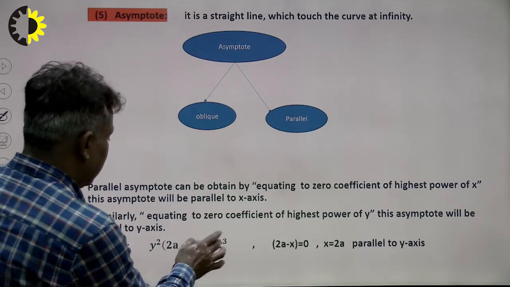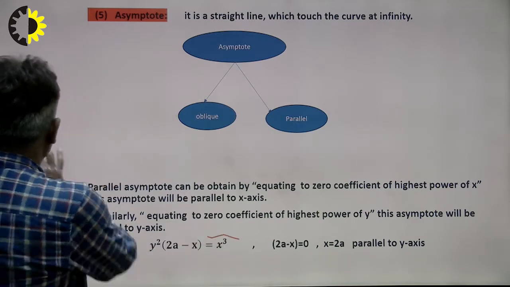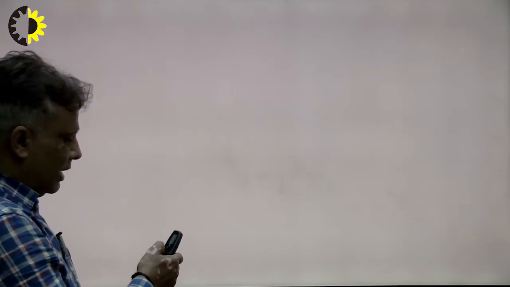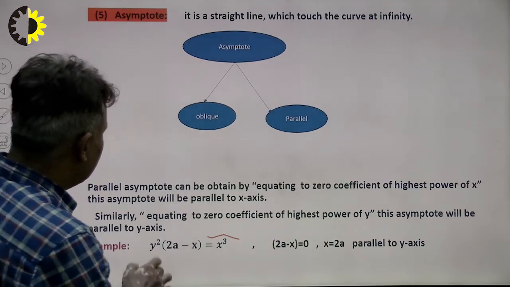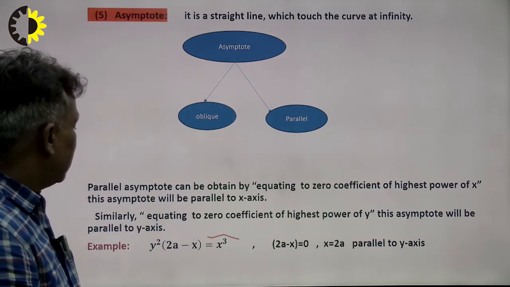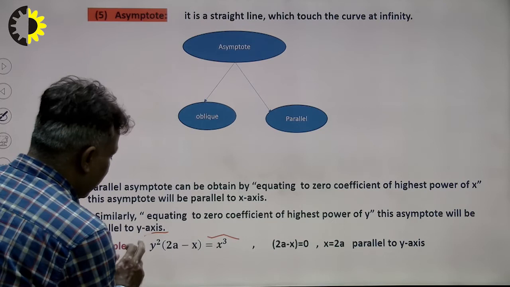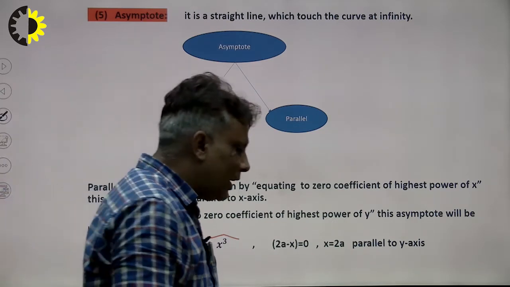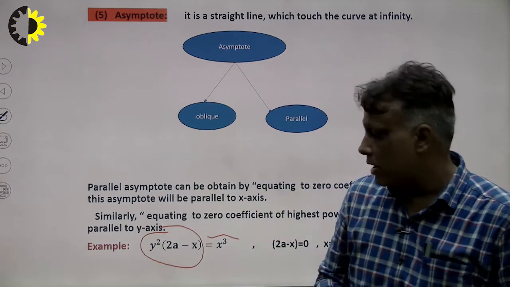Suppose this is an example, right? Suppose this is the curve, and how do we calculate it with the help of this diagram? There is an even power of y, and I want to calculate the asymptote here. So how do we calculate the asymptote here? This is the question, right?